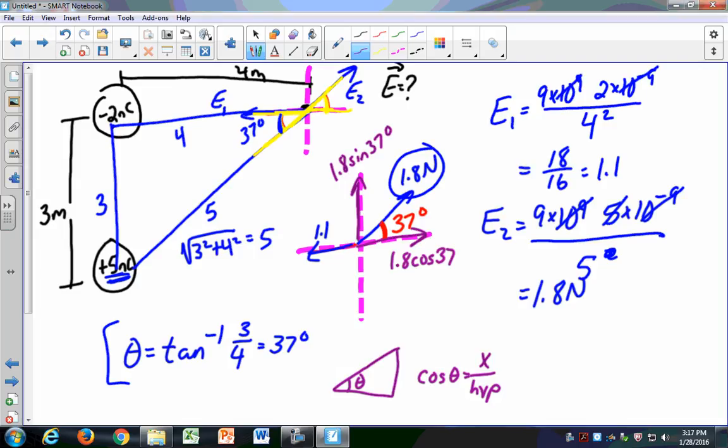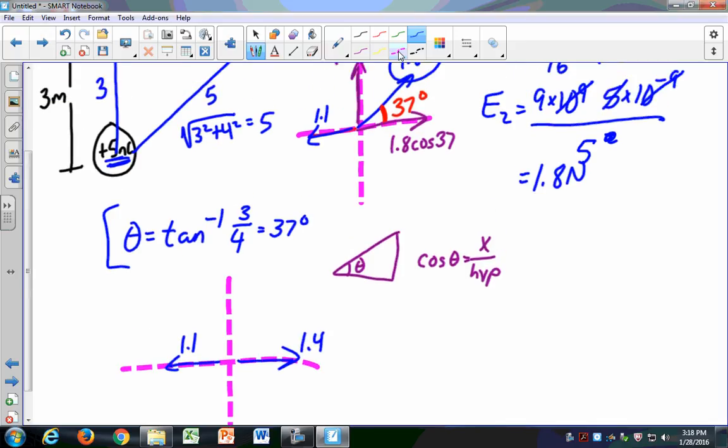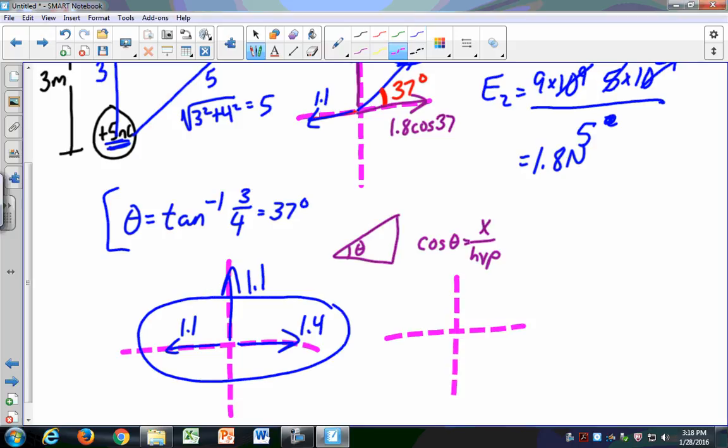Okay, so now I can redraw my vectors. I have 1.1 in this direction. 1.8 cosine 37, I get 1.4. Is that right? Yeah. And then 1.8 sine of 37, I get 1.1 for that. Now, anytime I have more than one vector on one axis, I add them up, or I do the vector sum. So I have 1.1 and 0.3 on this axis. That's just 1.4 minus 1.1, adding up those x components.